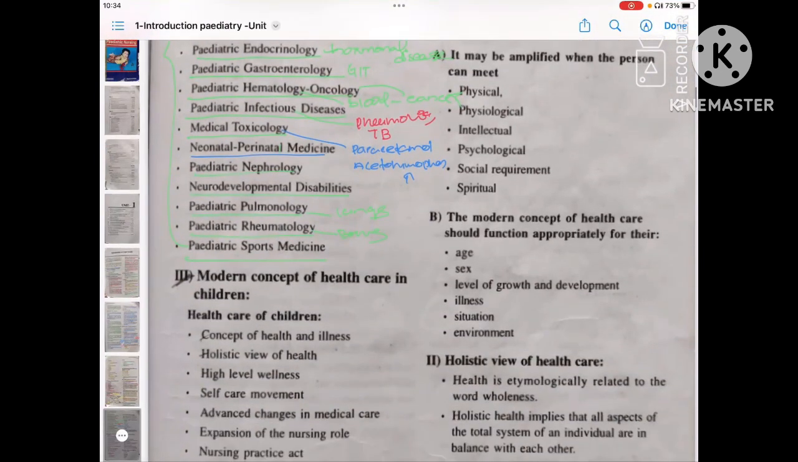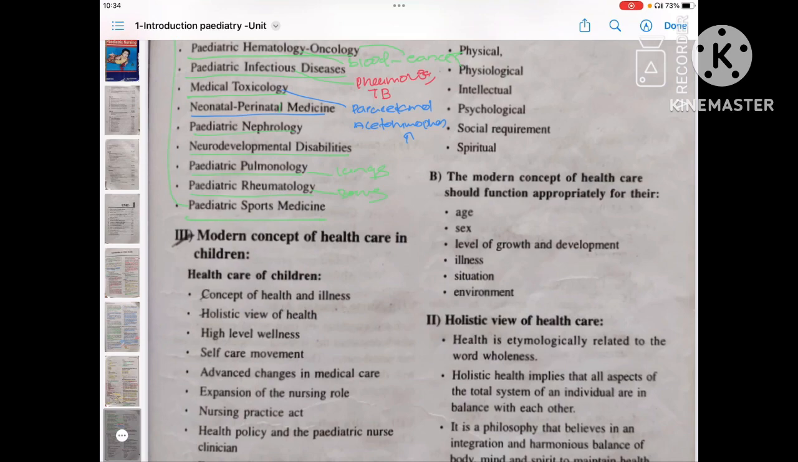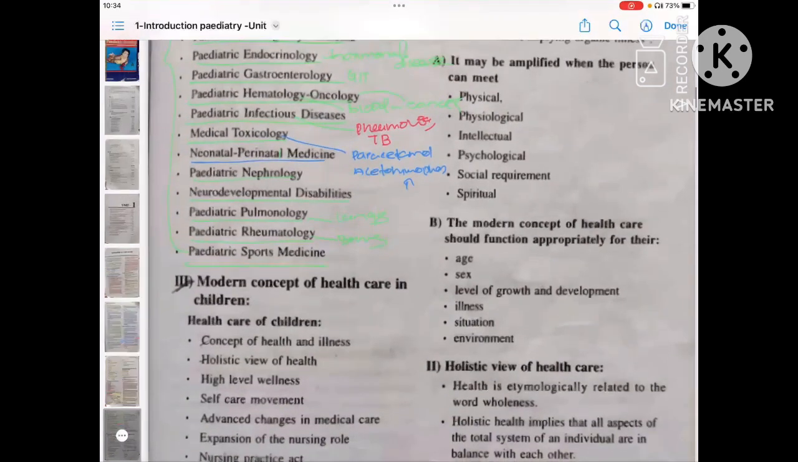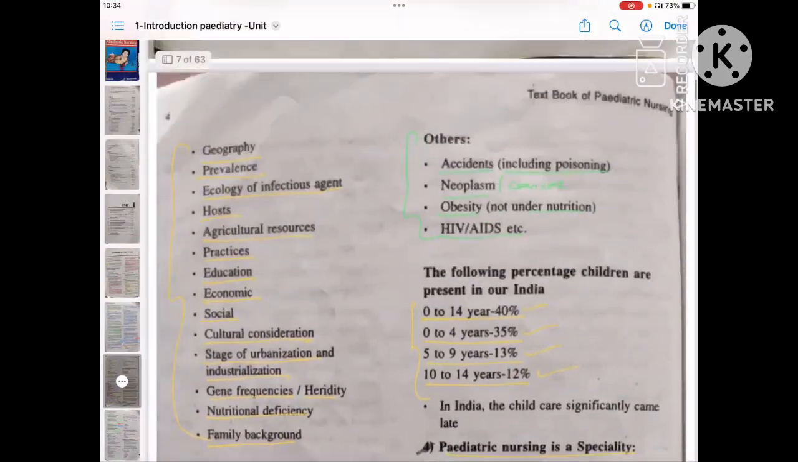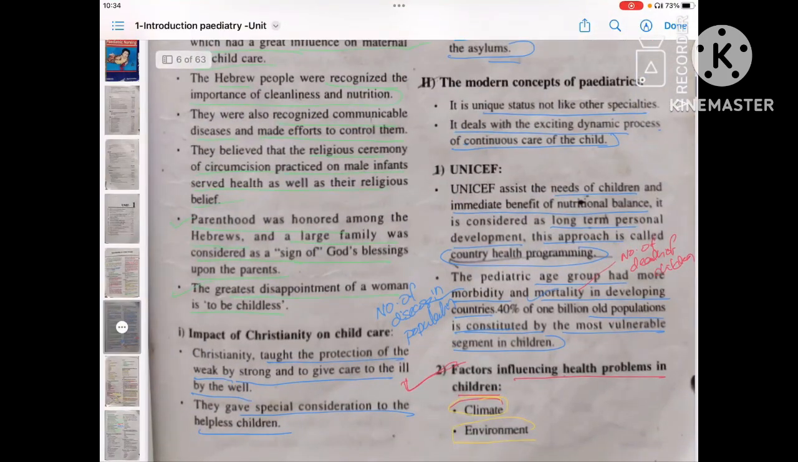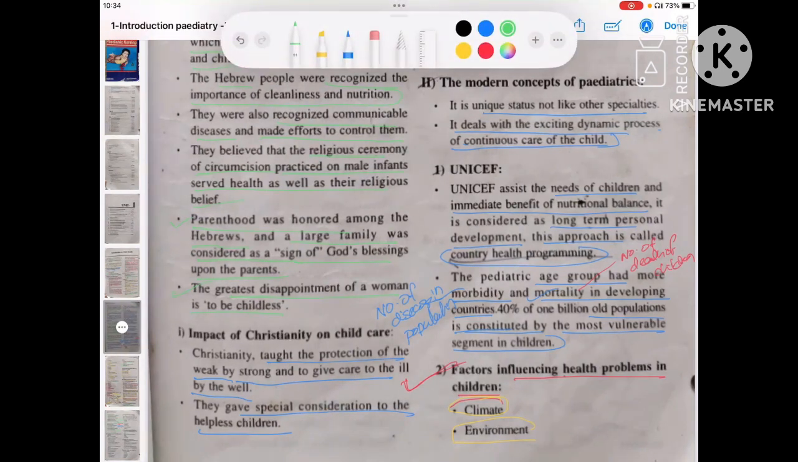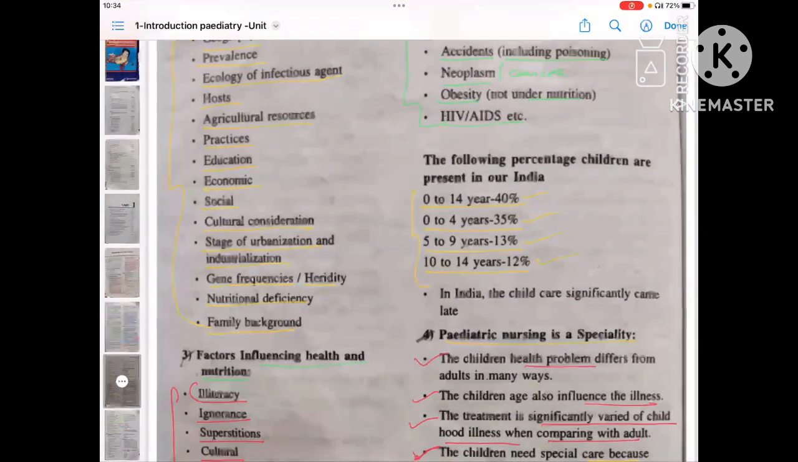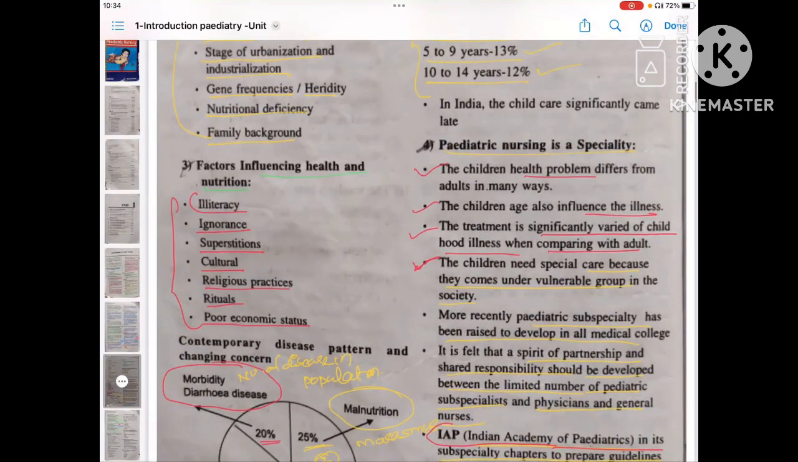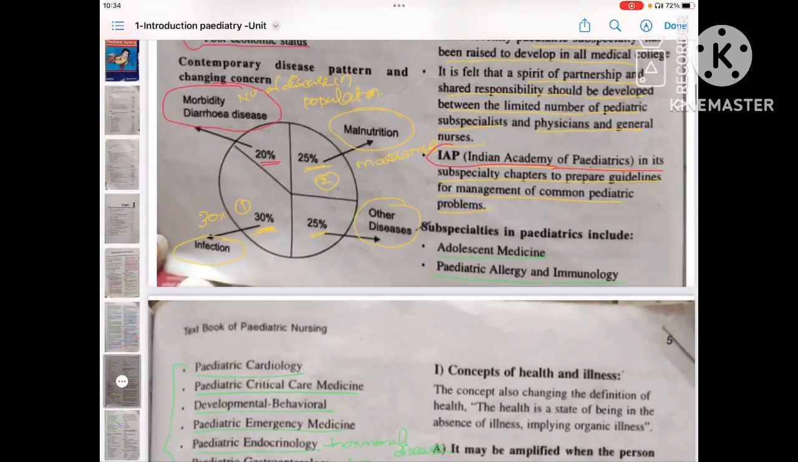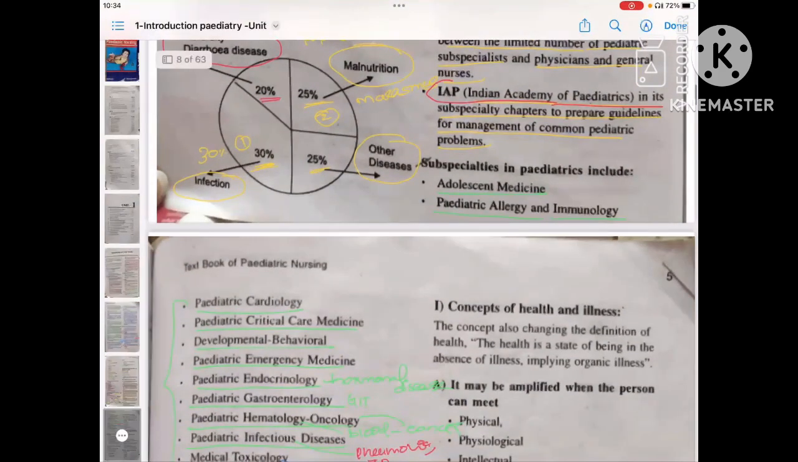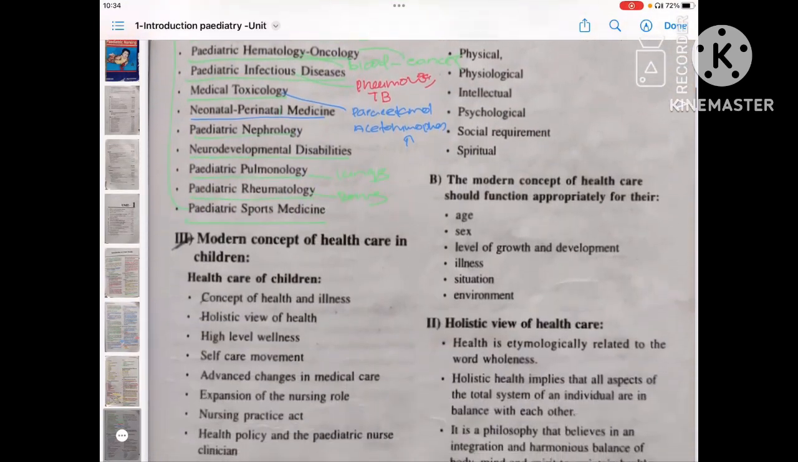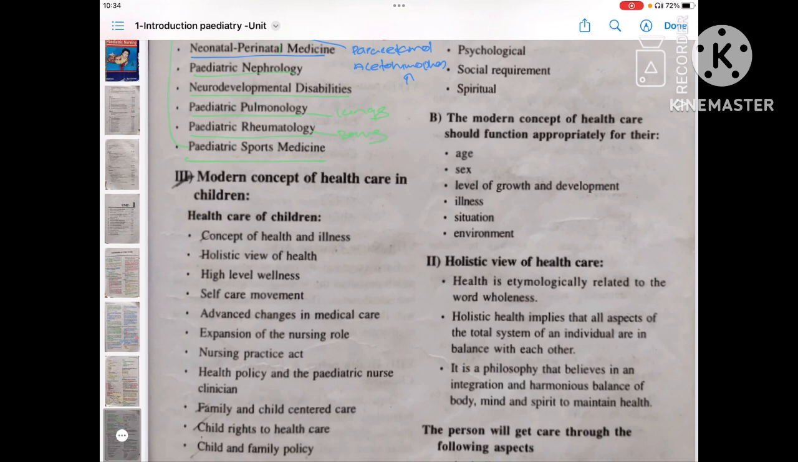Next, we move to the modern concept of healthcare in children. Up to here, we have studied the modern concept of pediatrics. We have seen UNICEF, and in that, the factors influencing health and nutrition. Then pediatric nursing as a specialty, in that the Indian Academy of Pediatrics, and next the subspecialties in pediatrics. Okay, next we will move to the modern concept of child care in children.